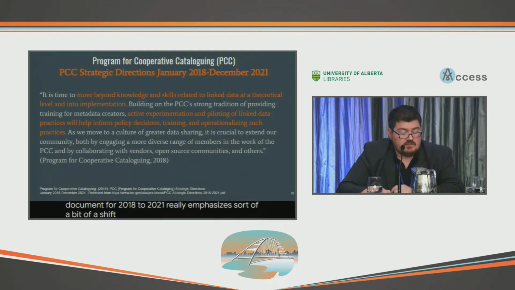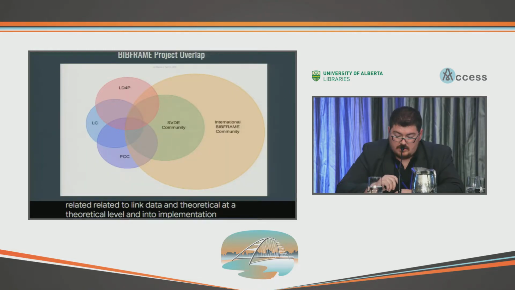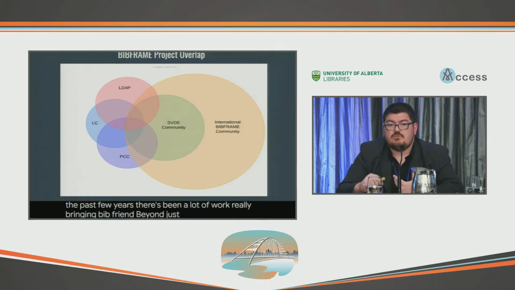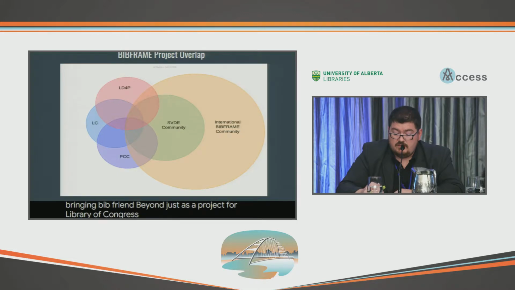And this little excerpt from their strategic directions document for 2018 to 2021 really emphasizes a bit of a shift that we've had in the past number of years: the move beyond knowledge and skills related to linked data at a theoretical level and into implementation. Also, over the past few years, there's been a lot of work really bringing BIBFRAME beyond just a project for the Library of Congress, really moving on to an international scale.